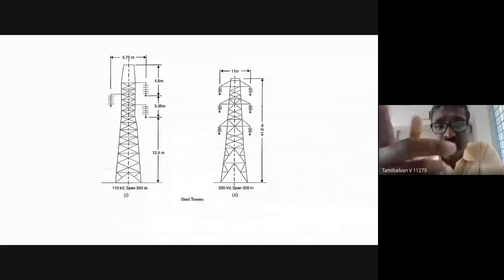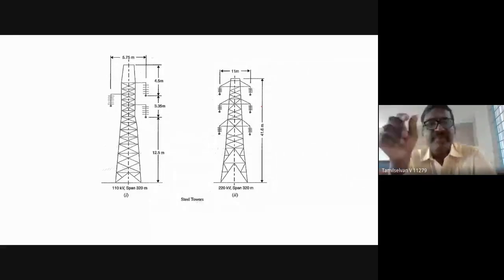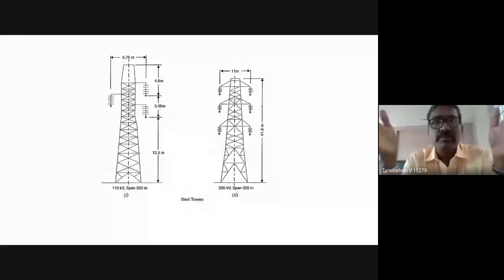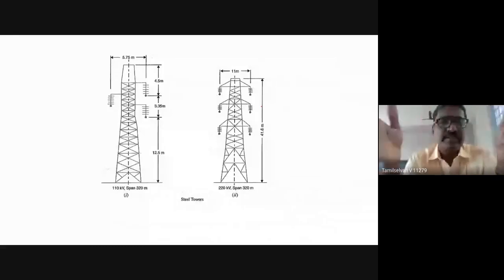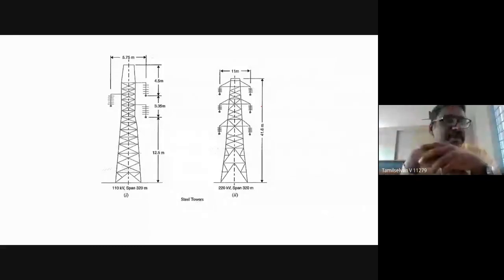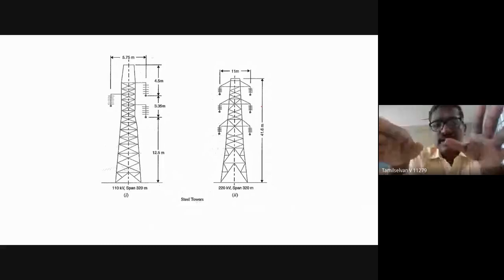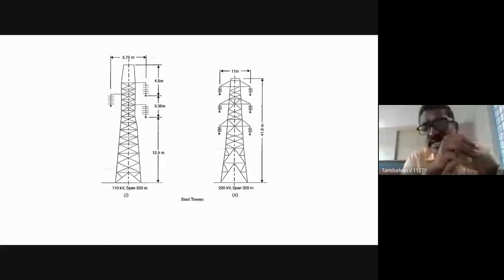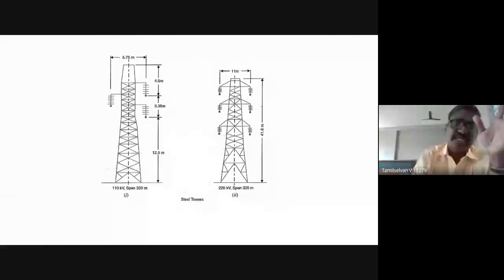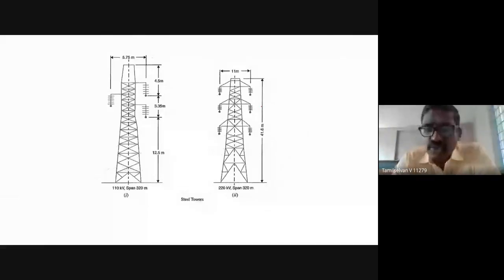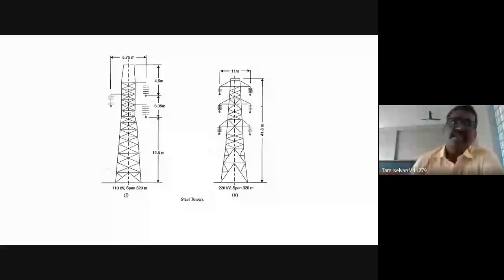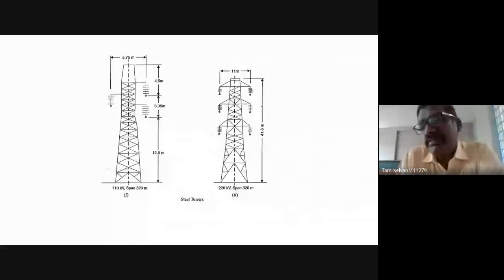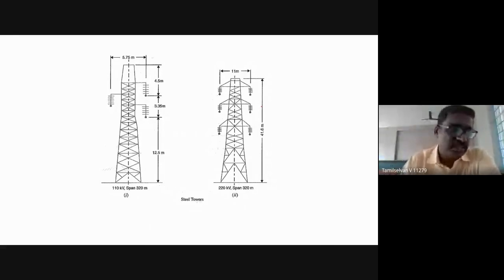Okay, so if you take the total span with the cross arm, it will be 5.75 meters. That will be 11 meters in the case of 220 kilovolt, where the structure span is going to be from 320. The total height of the tower will be 41.6 meters. Okay, this is the structure of steel towers.